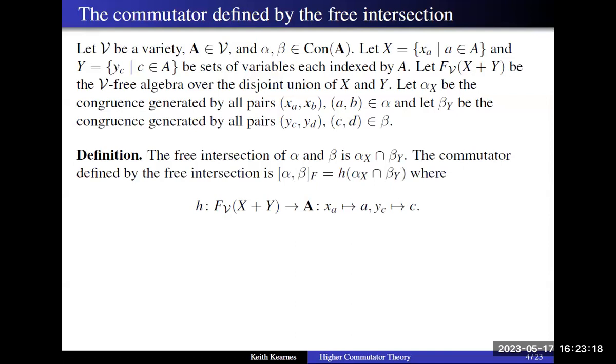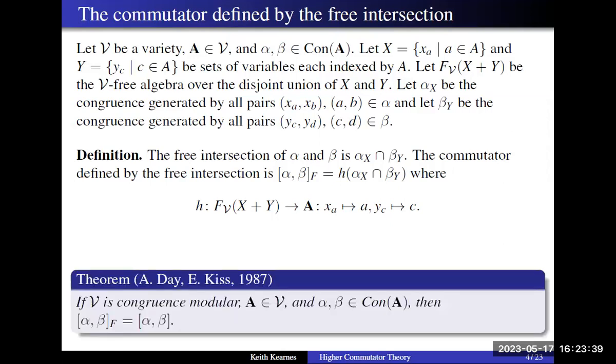There's a natural map from this free algebra to A. You just map little x sub a to a. Little x sub a represents little a in the free algebra. Little y sub c represents c. I just map the free generators to what they represent. And I push forward this congruence on the free algebra. I see what its image is under this map. And it turns out it's the commutator. This is a categorical way of defining the commutator. You just take your equivalence relations, realize them in a free algebra, form their intersection, push them back onto the algebra. That's the commutator. Okay.